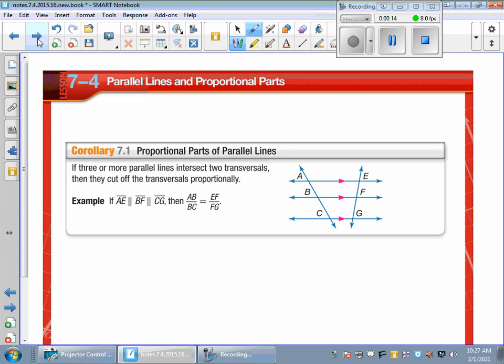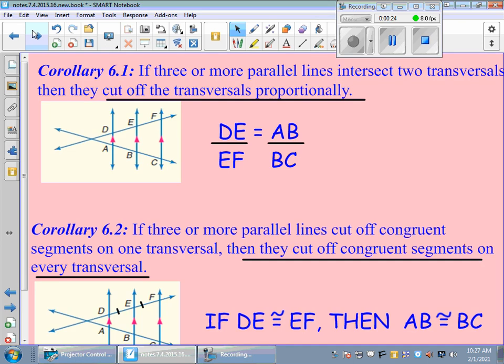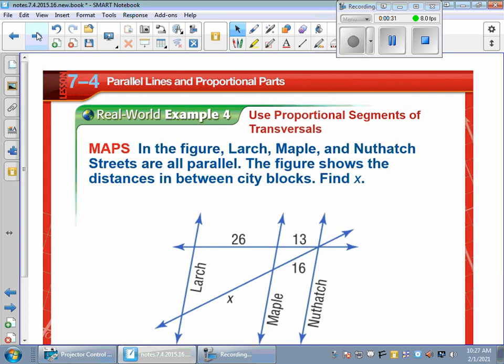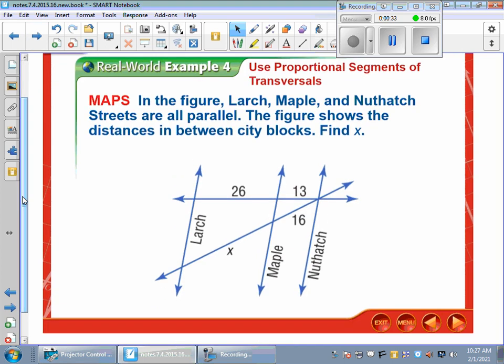If three or more parallel lines intersect two transversals, they cut off the transversals proportionally. Same idea: this is in proportion with this, and that's in proportion. So we set that up in a proportion that way. I'm letting you read through these. You should read through these. And then let's apply that knowledge here.